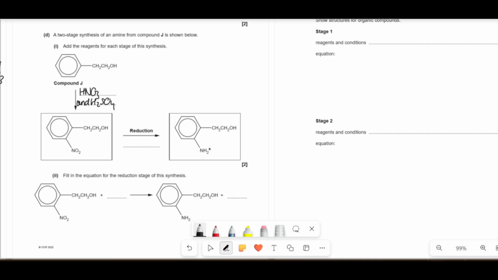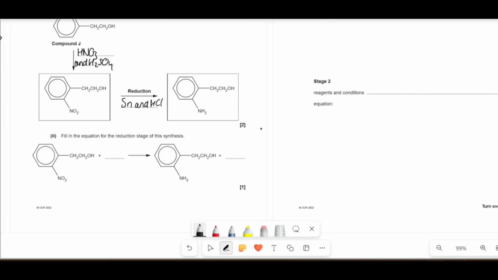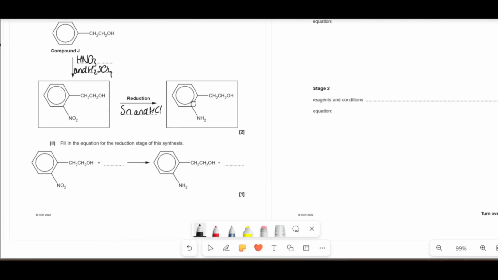Then you've got that NO2 and it becomes NH2. So we're adding H's to it. So we're reducing it. So the conditions there are tin and HCl. That's one of them. Next, it says fill in the equation for the reduction stage of this synthesis. So when we're oxidizing, we tend to use O's. When we're reducing, we're going to be doing the opposite, which is adding H's. So we're going from NO2 to NH2.